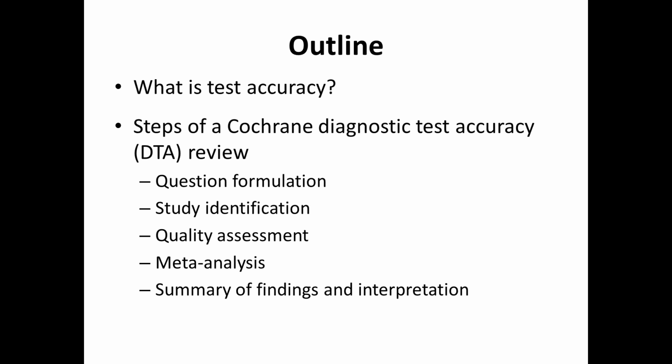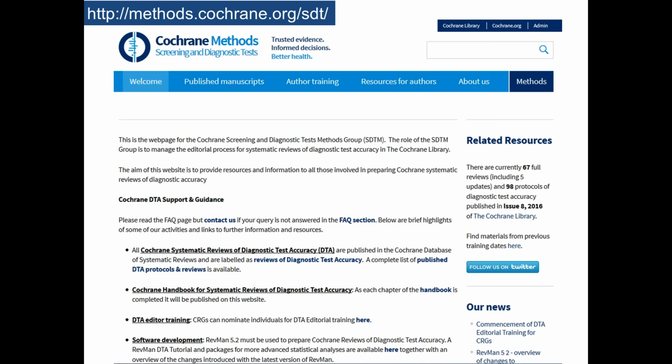There are some resources online which you can access. The Cochrane Methods Group for Screening and Diagnostic Tests has a website. The address is at the top there. And on that website, you can find lists of all of the Cochrane diagnostic test reviews. You can find links to the Cochrane Handbook for systematic reviews of diagnostic test accuracy and other information.